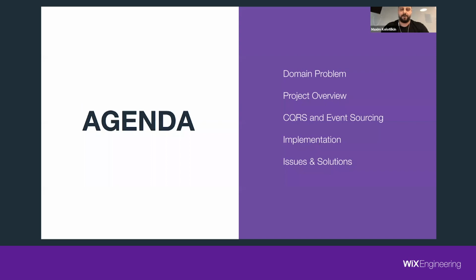So first, I'll start with a quick description of the domain problem that we had a couple of years ago. We implemented a solution to this problem in this particular project. I'll describe the project, of course. Right now, this project is in support and maintenance mode. I'm the owner of this project, and I'm working on new features and maybe some bug fixes and so on.